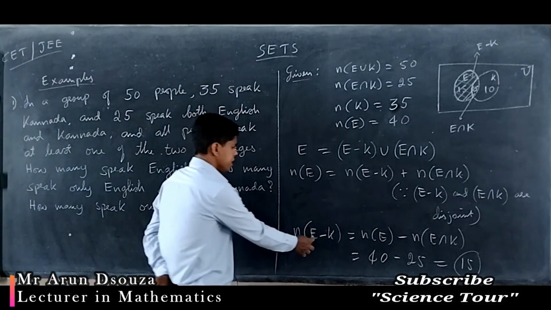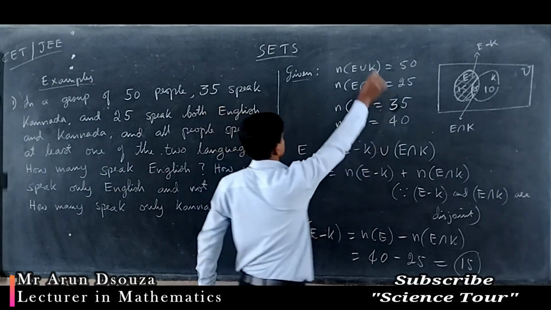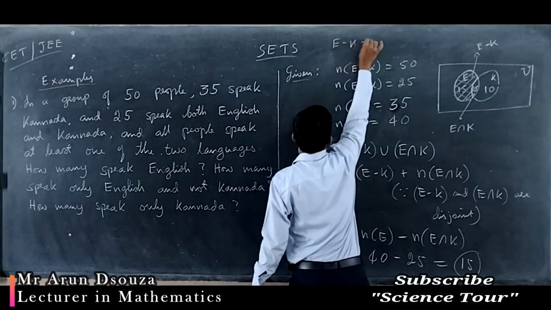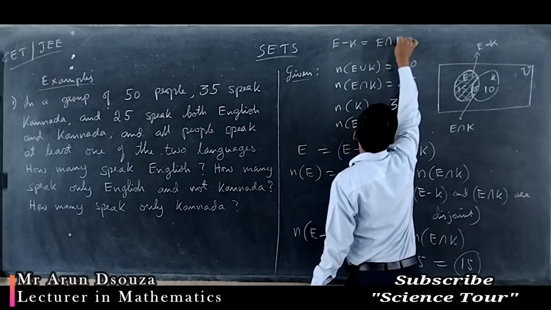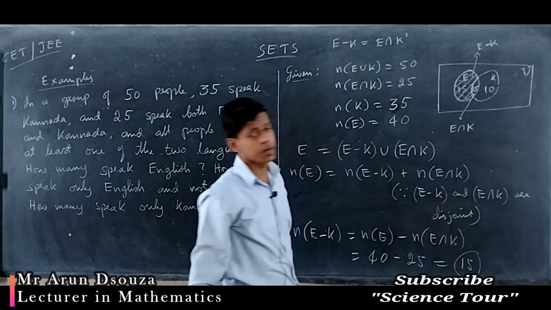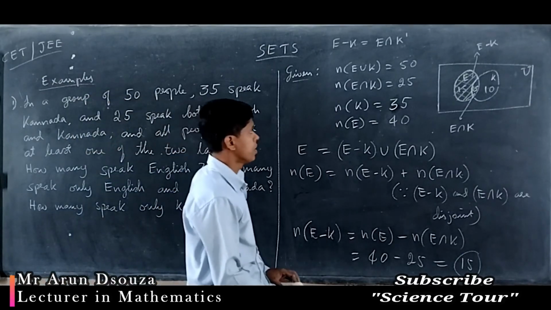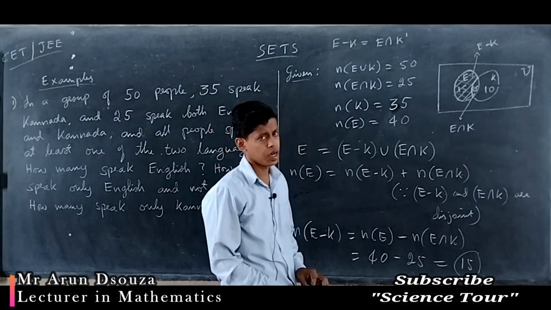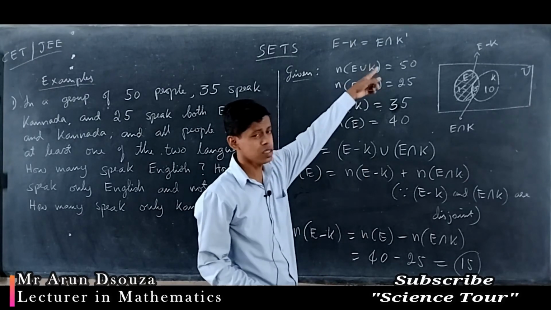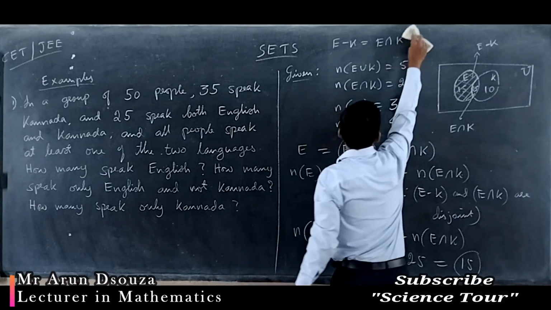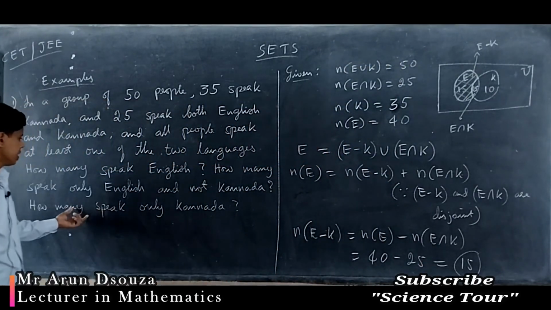E minus K has another notation actually. This E minus K is E intersection K dash. Both mean the same: the complement of K intersected with E gives you E minus K. So that's another expression. Now, the last one, we have to find only Kannada.